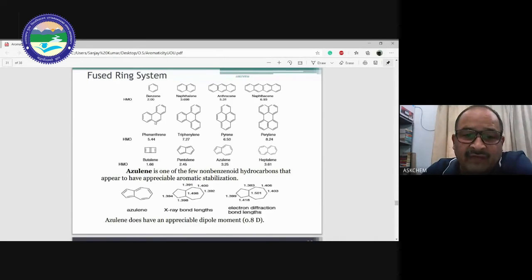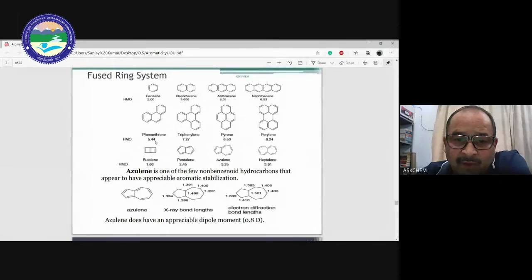But in the case of phenanthrene, the two side rings are completely aromatic. In anthracene there was only one, here both rings are aromatic, and only one double bond is conjugated, but that is left for a chemical reaction, that is the 9,10 position. So this is 5.44. So phenanthrene is more stable in comparison to anthracene, of course.